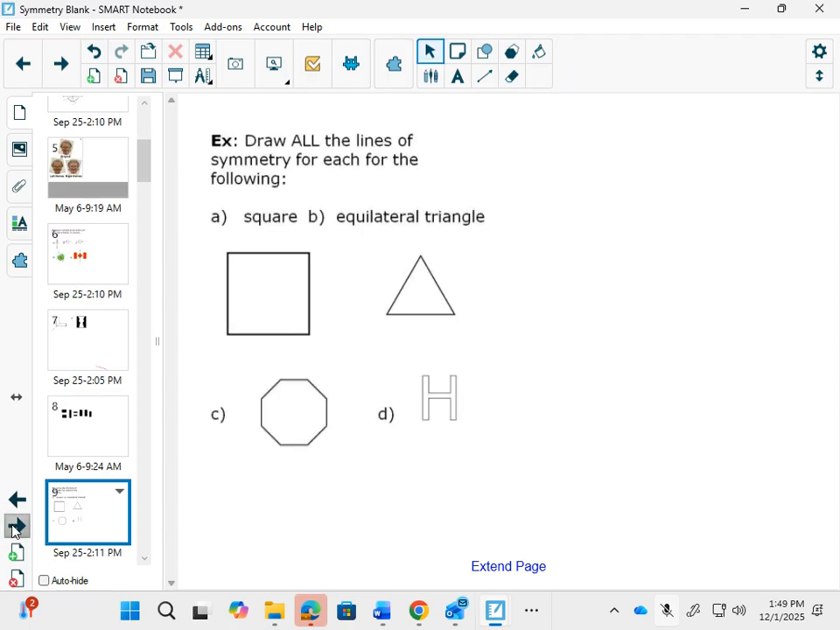All right. So now try these ones. Draw all the lines of symmetry, and then write down how many there are.